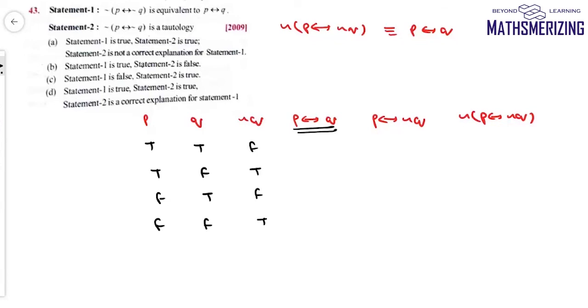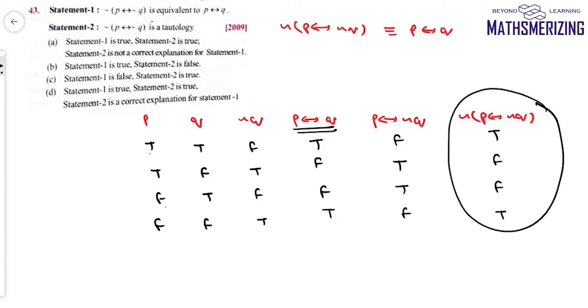Now P biconditional Q, so it will be true when both of them are true or both of them are false. In all other cases it will be simply false. Now what about P biconditional not Q? P biconditional not Q, true, false, false, true, true, true, false, false, true, false, true, false. And if I take negation of that, I'll get true, false, false and true. So this statement, it is not a tautology. So that means statement 2 is incorrect.